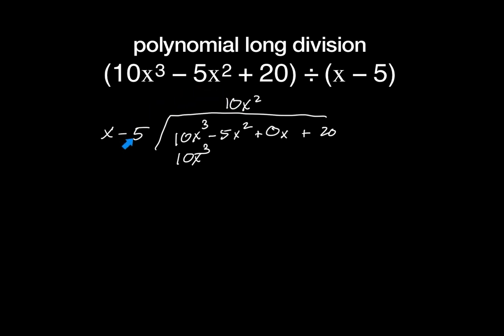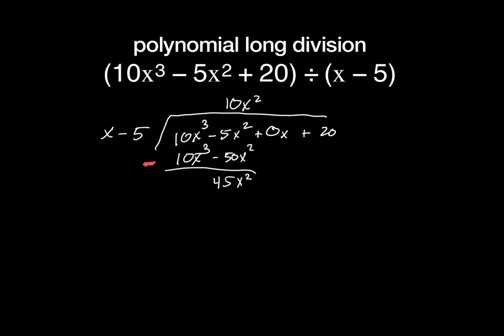10x squared times negative 5 is negative 50x squared. Minus 10x cubed minus 10x cubed is 0. I'm not going to write the 0, but I could put it right here if I wanted to. Then I have negative 5 minus negative 50. So minus a negative is plus a positive, so negative 5 plus 50 is 45x squared.